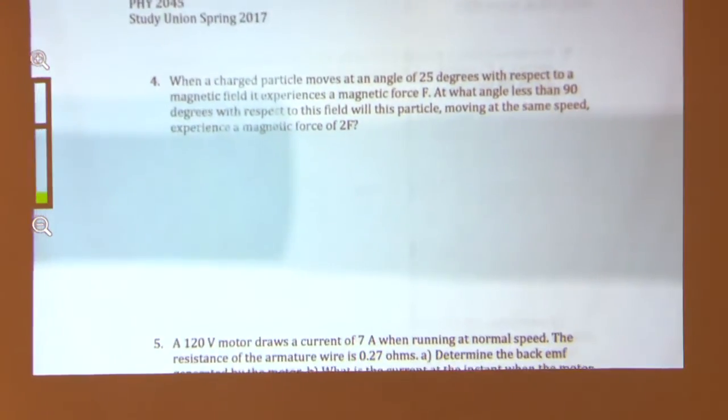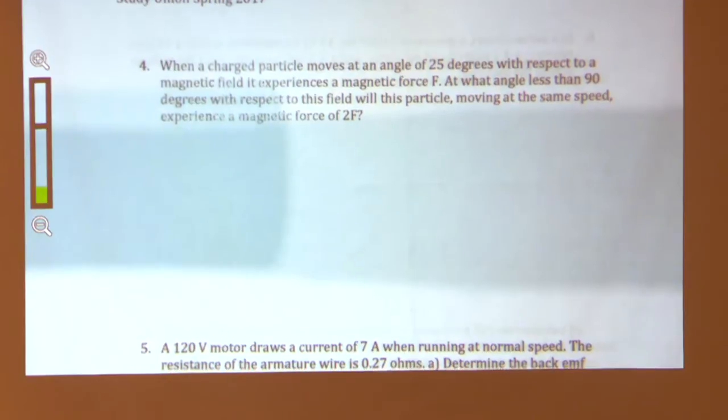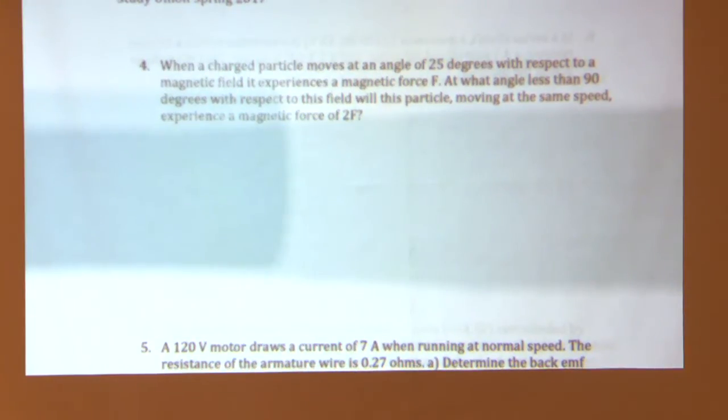I'll zoom this in a little bit. When a charged particle moves at an angle of 25 degrees with respect to a magnetic field, it experiences a magnetic force F. At what angle that's less than 90 degrees with respect to this field will this particle moving at the same speed experience a magnetic force of 2F?